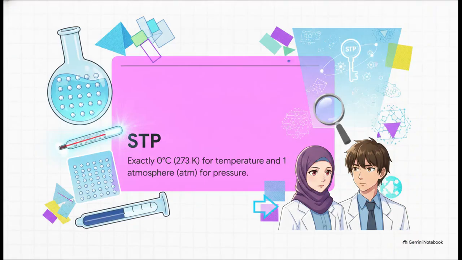Enter a very clever standardization, essentially the magic key to all of this: STP, which stands for Standard Temperature and Pressure. By defining a universal set of laboratory conditions, scientists created a completely reliable benchmark. Standard temperature is exactly 0 degrees Celsius, which is 273 Kelvin, and standard pressure is exactly 1 atmosphere. When a gas is held at these specific standard conditions, it finally stops behaving unpredictably. And that gives us one of the absolute most powerful shortcuts in all of chemistry.